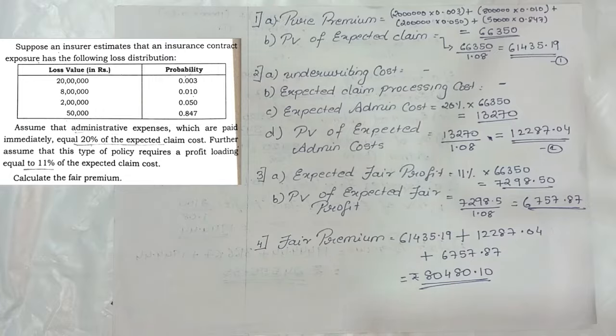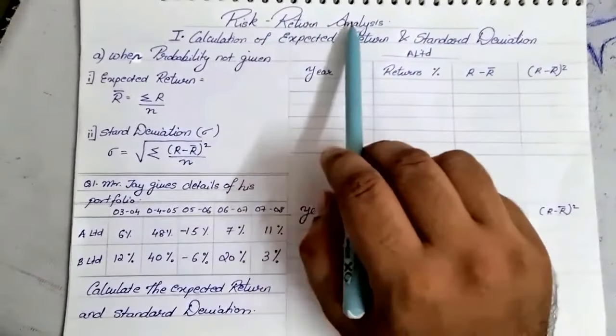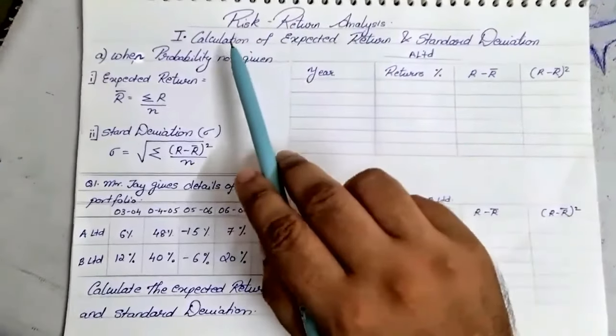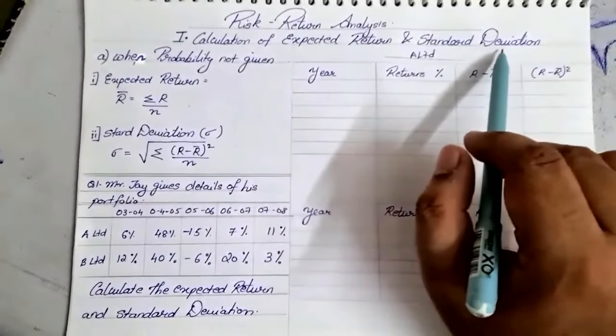Okay, so this is how you all had to solve various sums based on fair premium under the subject risk management. Now the second type of sum is based on expected return and standard deviation. So now let us see how to solve sum based on expected return and standard deviation. The very first type of sum is based on risk and return analysis, and under that we are going to solve sum based on calculation of expected return and standard deviation.